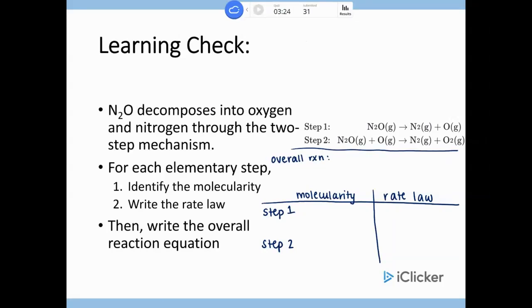All right, first step, we have one reactant, N2O, and that's it. And there's only one. It has a coefficient of 1, so its molecularity is unimolecular. And the rate law is rate constant times the concentration of that reagent.